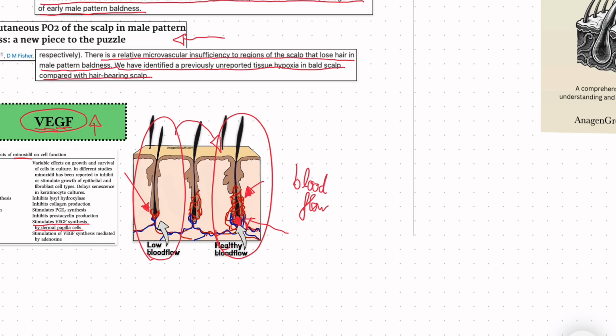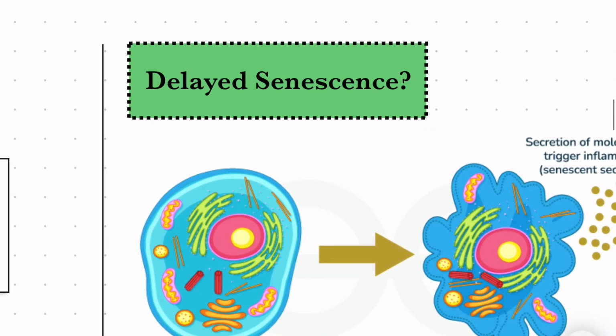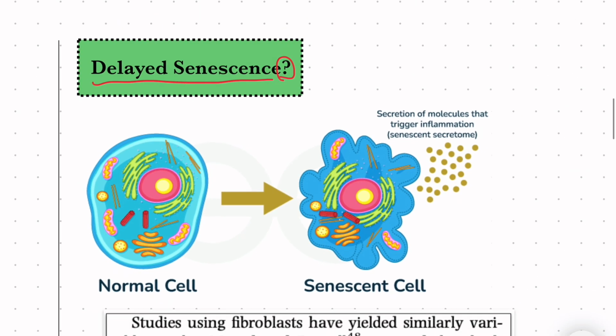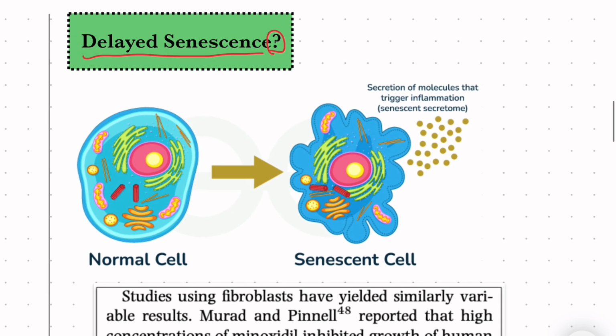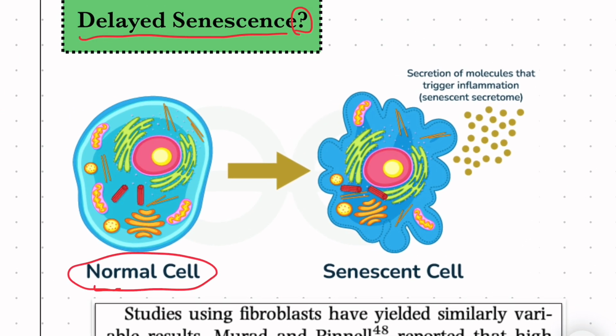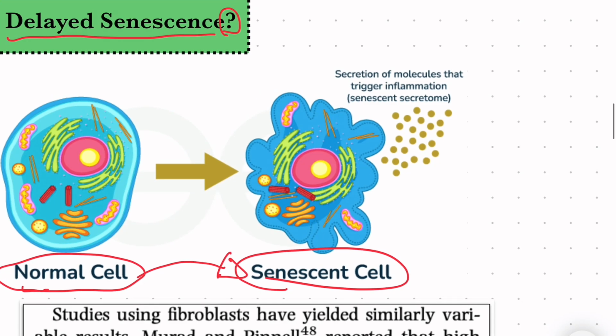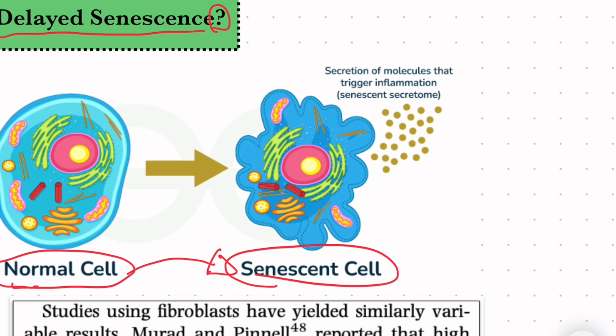So moving on to delayed senescence. Now, I've added a question mark because the study supporting this is a cell culture study, basically a Petri dish study, but it's worth mentioning nonetheless. So we have normal cells that can become senescent cells. Senescent cells are basically just old zombie cells that don't function as they used to. And senescent cells can trigger inflammation, right? So here we have these inflammatory byproducts from the cell.